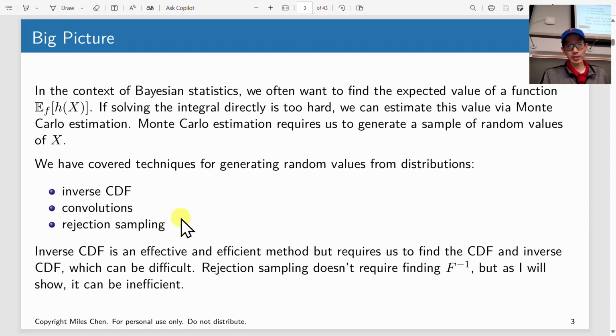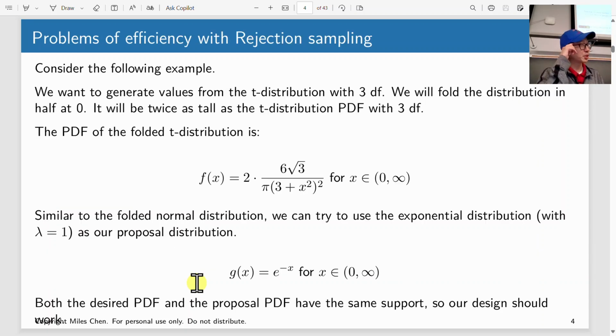We like the inverse CDF method, but sometimes it's hard because we can't find the CDF. Rejection sampling is a decent alternative, but depending on the situation, it can be inefficient. So I'm going to give you an example where rejection sampling is inefficient. Let's say we wanted to generate values from the t distribution with 3 degrees of freedom, and then we fold that t distribution in half. It's kind of like the folded normal, but it's going to be a folded t distribution with 3 degrees of freedom.